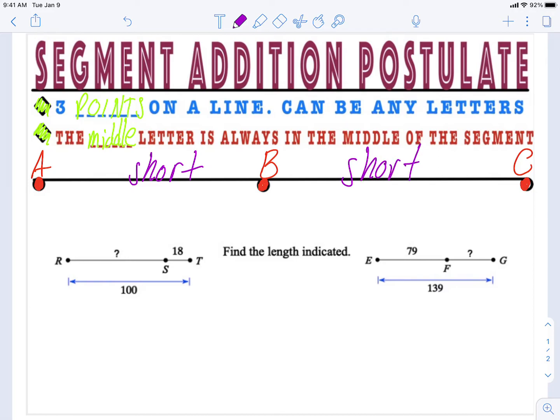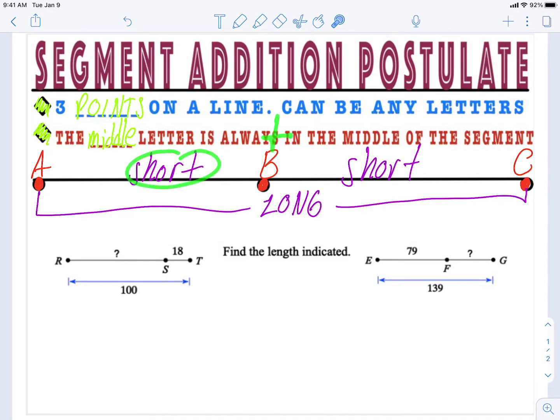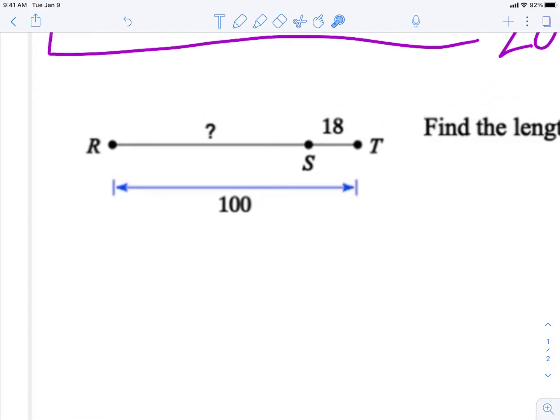And the 2 short ones together create the long one, A to C, right? So the long one goes from A to C. That's the long segment. So pretty much what's happening is short plus short is equal to the long segment, right? Let's keep that in mind and let's do our examples right here.